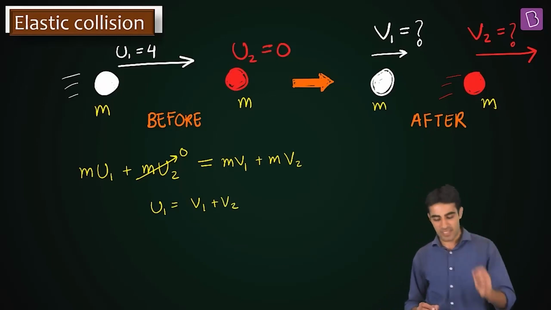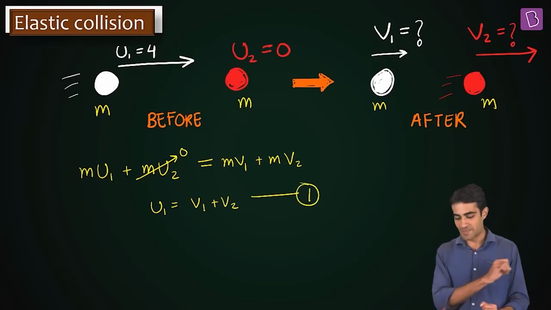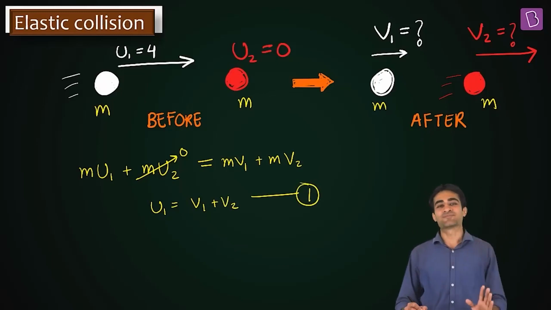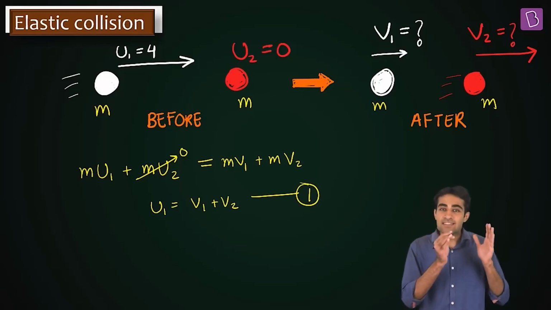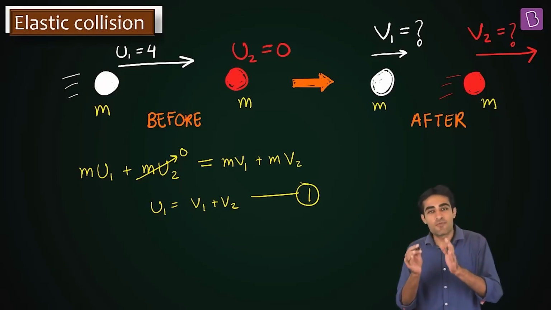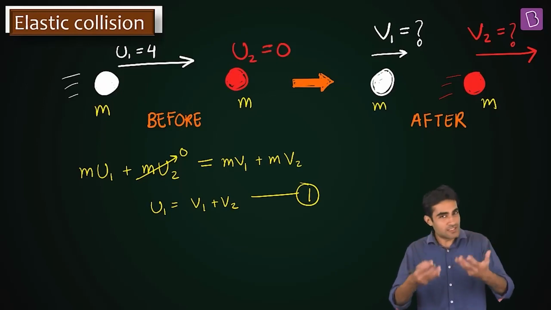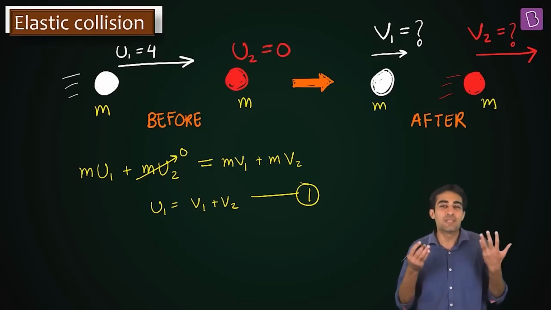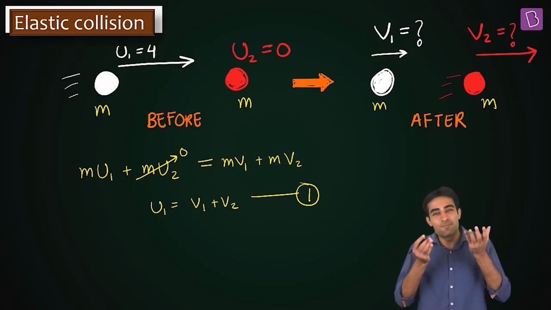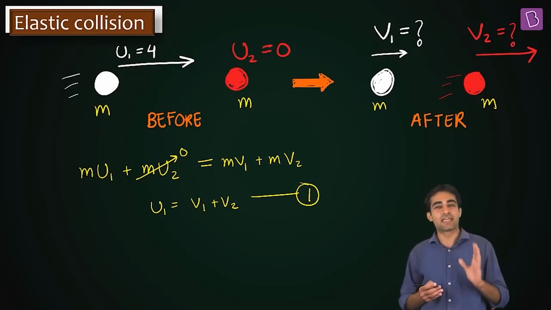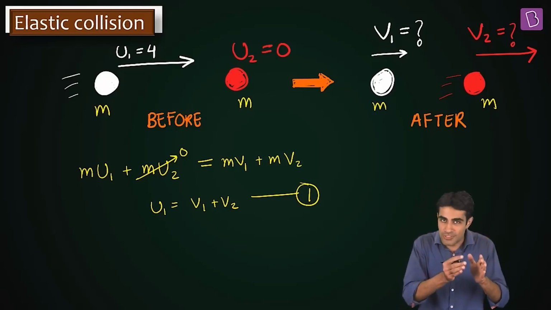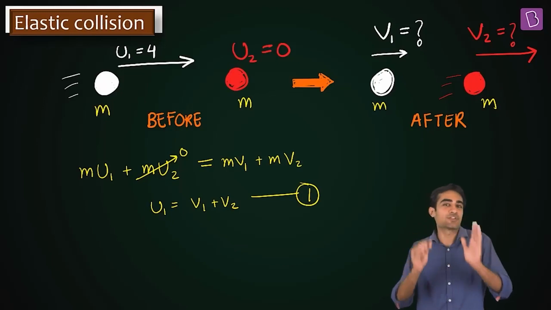So this means u1 is equal to v1 plus v2 for our case. This is our first equation. Now the second equation. The second equation we can get from the speed of separation and the speed of approach. We equate them. Actually, we can write the equation of conservation of energy, but that is too lengthy. So we take a simpler equation: speed of approach is equal to speed of separation.